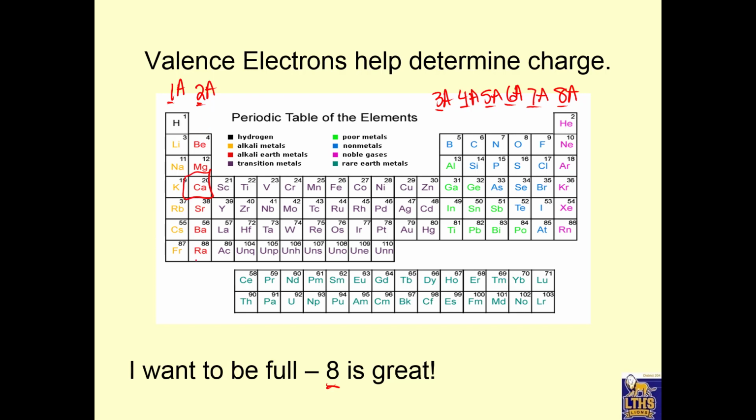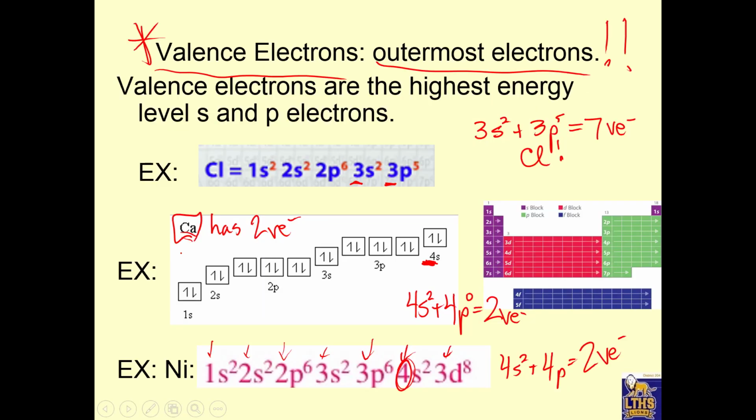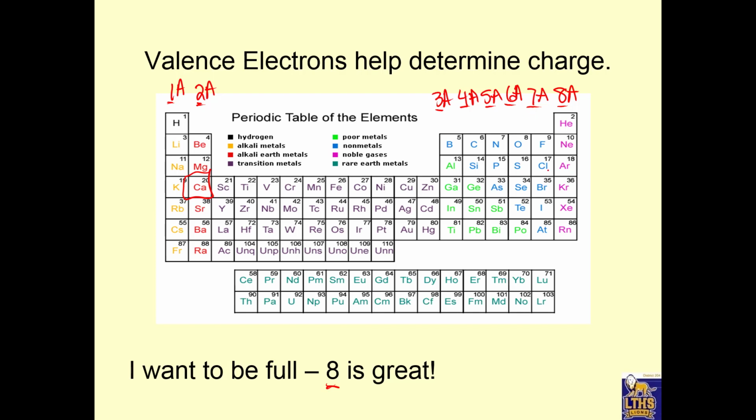Well, that happens for every element in the same row, in the same column as calcium. What other one did we do? Oh, chlorine. We did chlorine's valence electrons. Here's chlorine at 7 valence electrons. Every element in this column has 7 valence electrons.